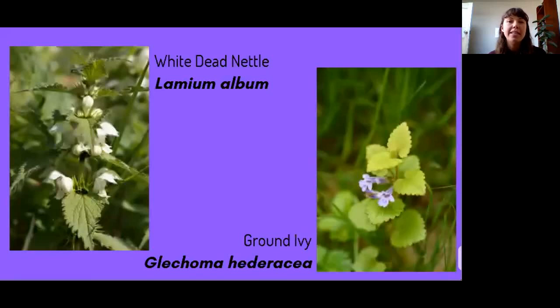There are dozens of species in the dead nettle family, but here are 2 that flower in spring and are very common. So we have the white dead nettle, which is a fairly large plant, up to 60 centimetres tall. It has large white flowers, which are positioned in whorls, so around the stem, and it flowers in April.